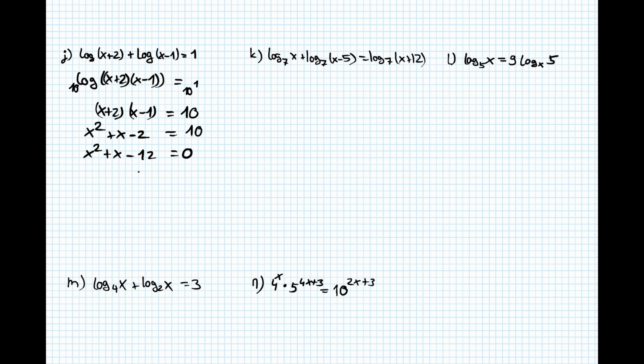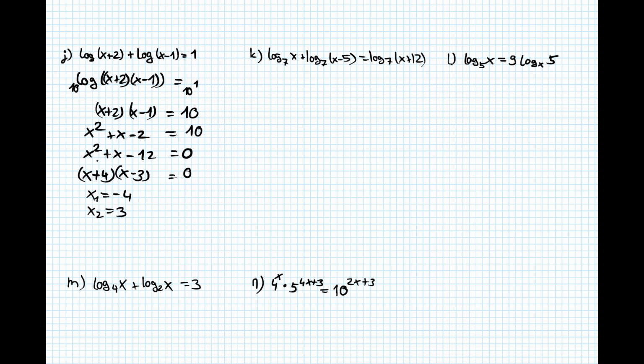Now we can factor this. So which two numbers multiplied together give us negative 12, and added together give us positive 1? And that will be x plus 4 and x minus 3. 4 minus 3 is 1, and 4 times minus 3 is negative 12. Equal to 0. So our x1 is equal to negative 4. Our x2 is equal to 3.